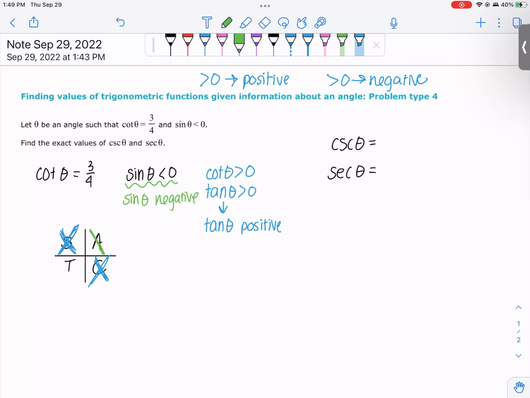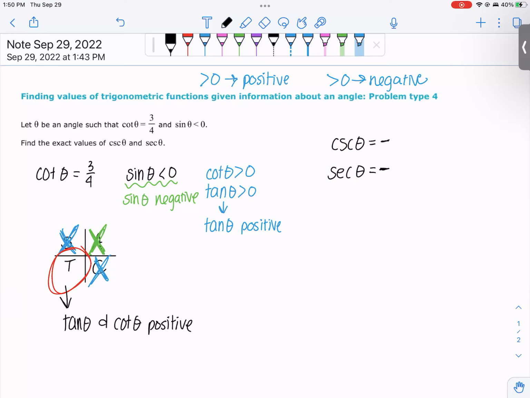If sine's negative, we can't be in quadrant 1 because if we're in quadrant 1, sine would have to be positive, and it's not, it's negative. So we're in quadrant 3. That's where we belong. In quadrant 3, the only things that are positive are tangent and cotangent. That means that everything else, including cosecant and secant, are negative. So I'm putting my negative in, that's taken care of.